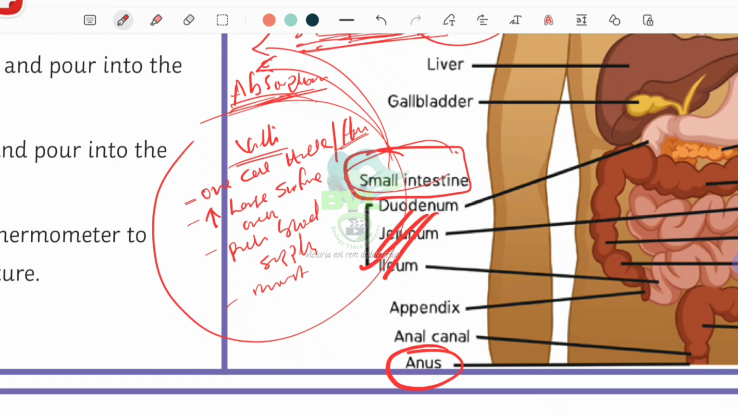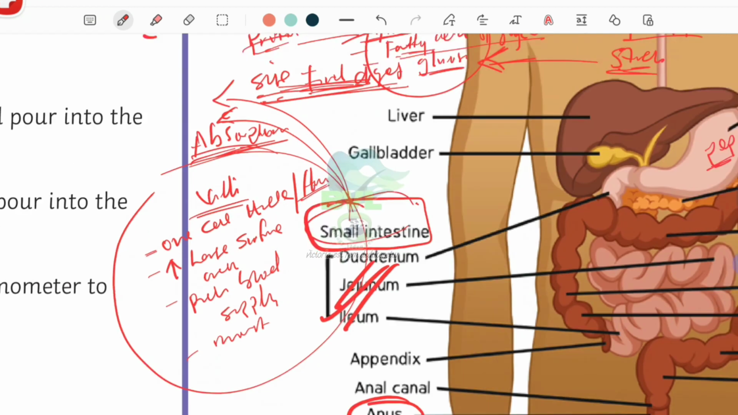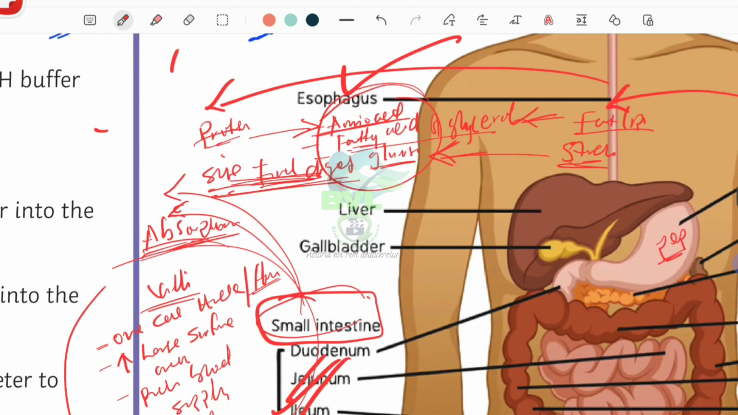Now, bear in mind that aside from absorbing amino acid, fatty acid, glycerol and glucose in the small intestine, you also have water being absorbed. Not totally, but some water is absorbed there. There are also some ions being absorbed here. That's very important for you to know.